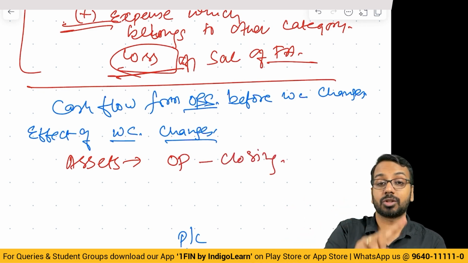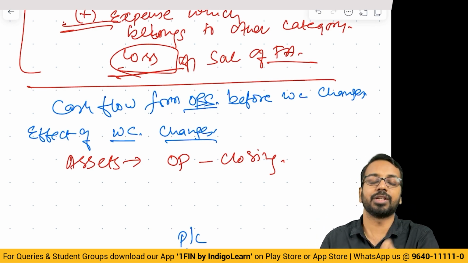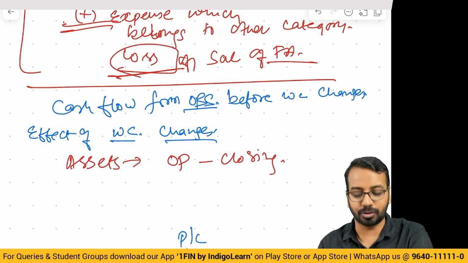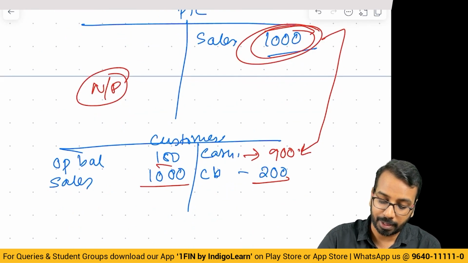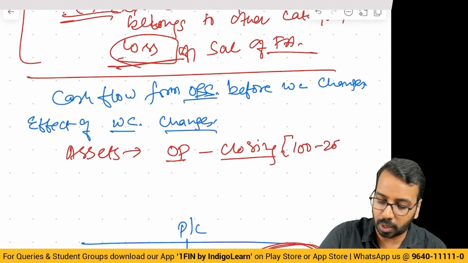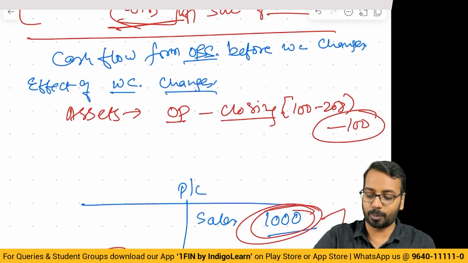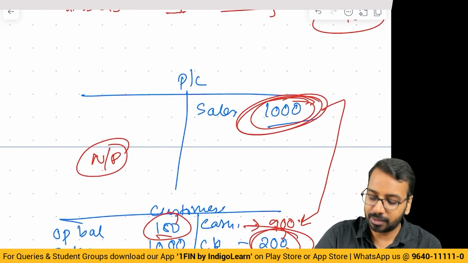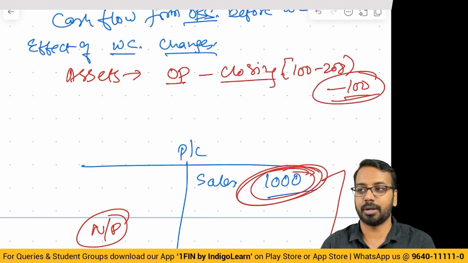Sir, how opening minus closing? I gave you a brief logic. The full logic is in one of the other videos where I have explained indirect cash flows, so you can search for that and have a look. Assets is opening minus closing. Means what? Opening 100, closing 200, 100 minus 200 is minus 100. That minus 100 automatically brings 1000 down to 900.